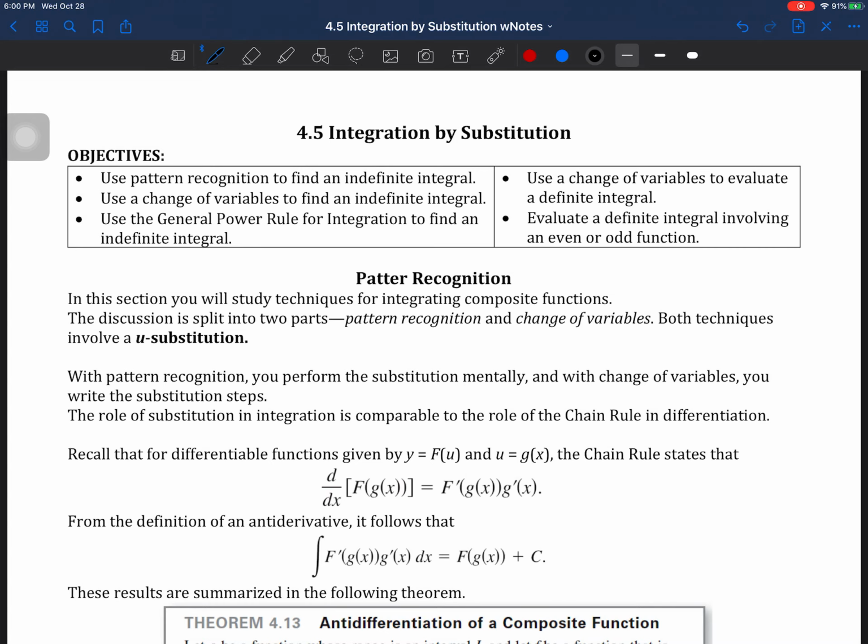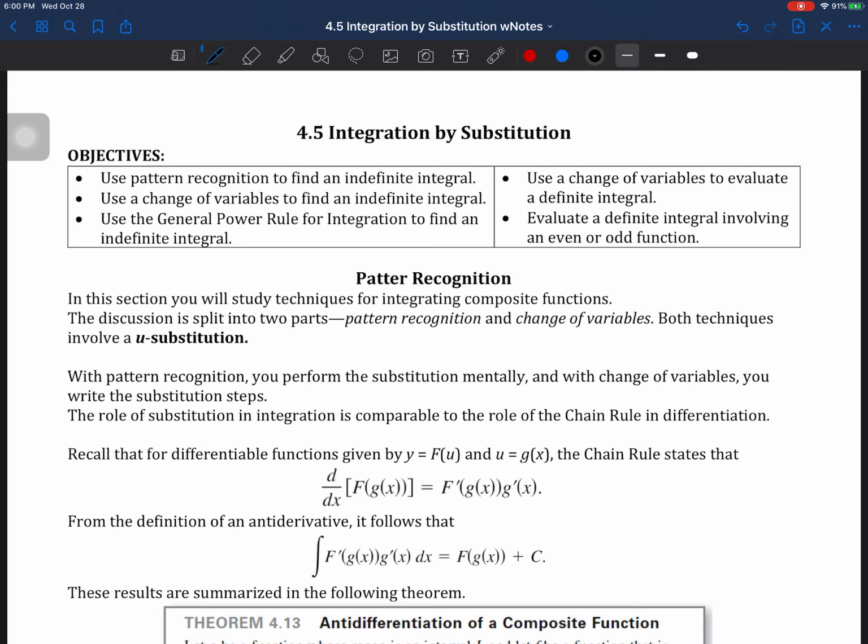Integration by substitution is a special technique that is used when we have a special circumstance. We'll discuss today what those special circumstances are, how to apply it, and what technique to use. We're going to show you two different techniques, and you can choose which one you prefer. There's a benefit to each one, and either one will give us the same result.